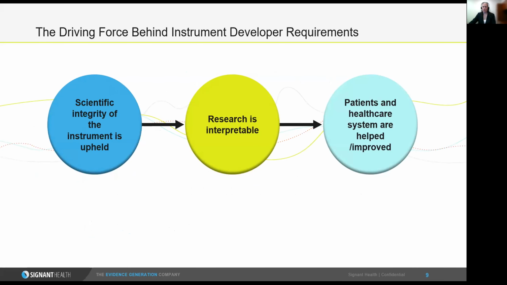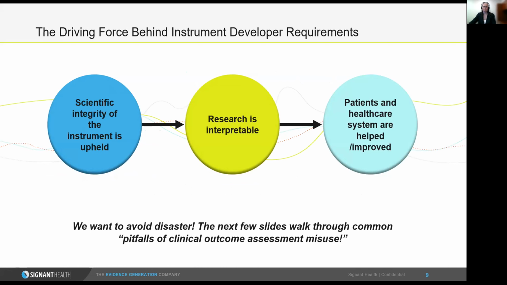The driving force from my perspective behind instrument developer requirements is to uphold the scientific integrity of the instrument. That ensures that research is interpretable, and that can only help patients in a healthcare system. The last thing you want is someone using an incorrect version or scoring it incorrectly, and somehow that getting through to publication and missing an important finding. And that's what I'm here to talk about today.